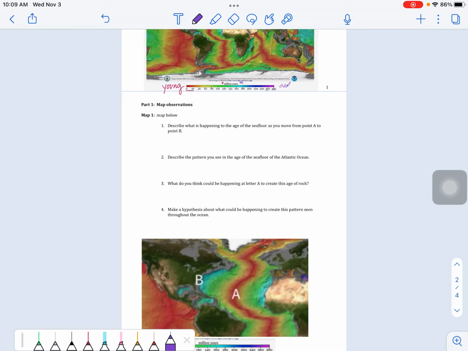Only wrong answer is those blank ones or the I don't knows. So come up with something related to what we're talking about and just get an idea down about what might be happening to create these patterns that we see in age.